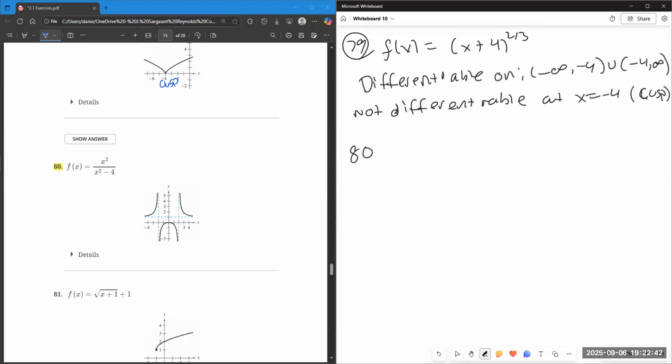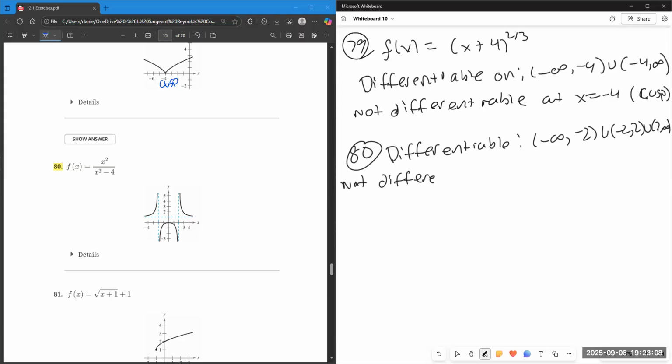Number 80. So we're given the graph here, and we are differentiable on -infinity to -2, union -2 to 2, union 2 to infinity, not differentiable at x equals -2. It's a vertical asymptote, or x equals 2, also a vertical asymptote.